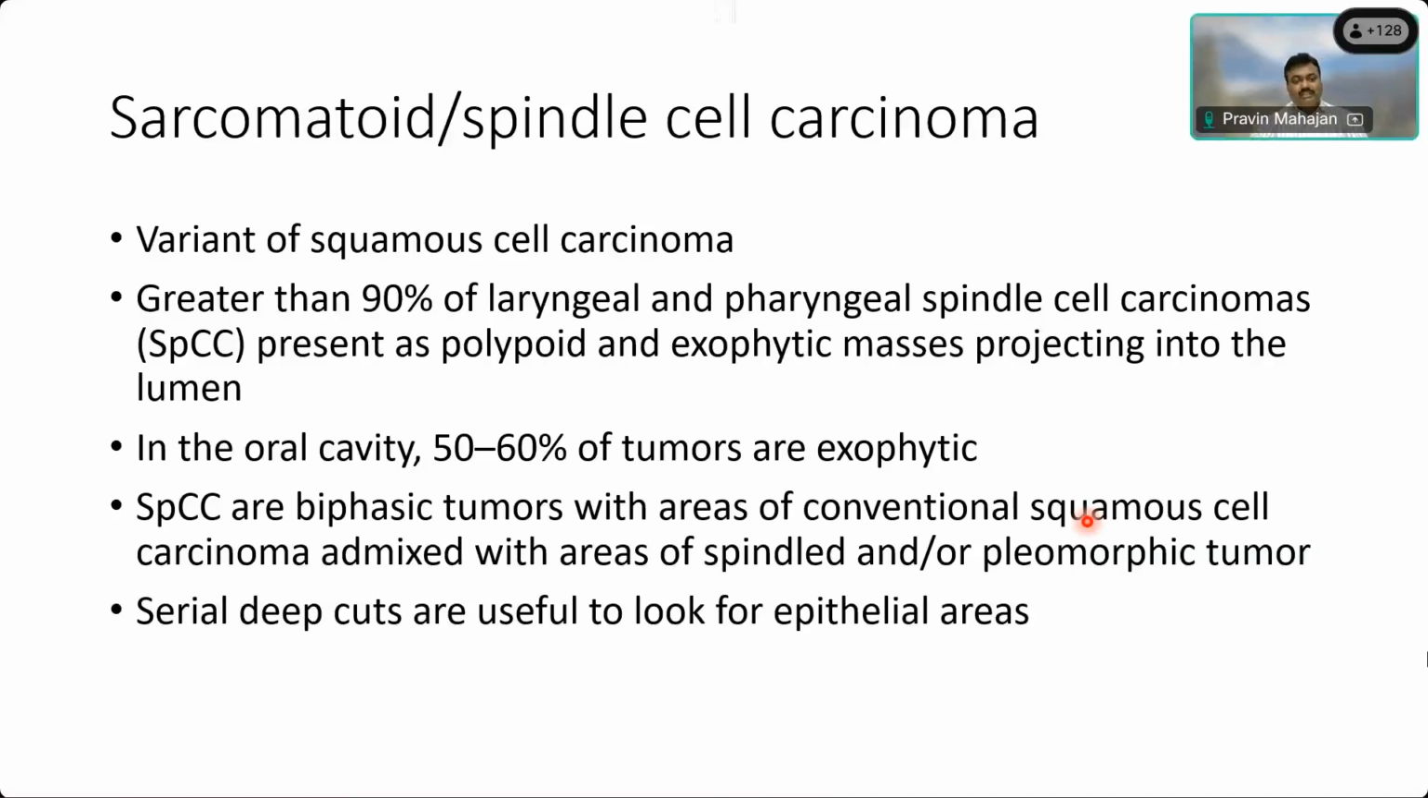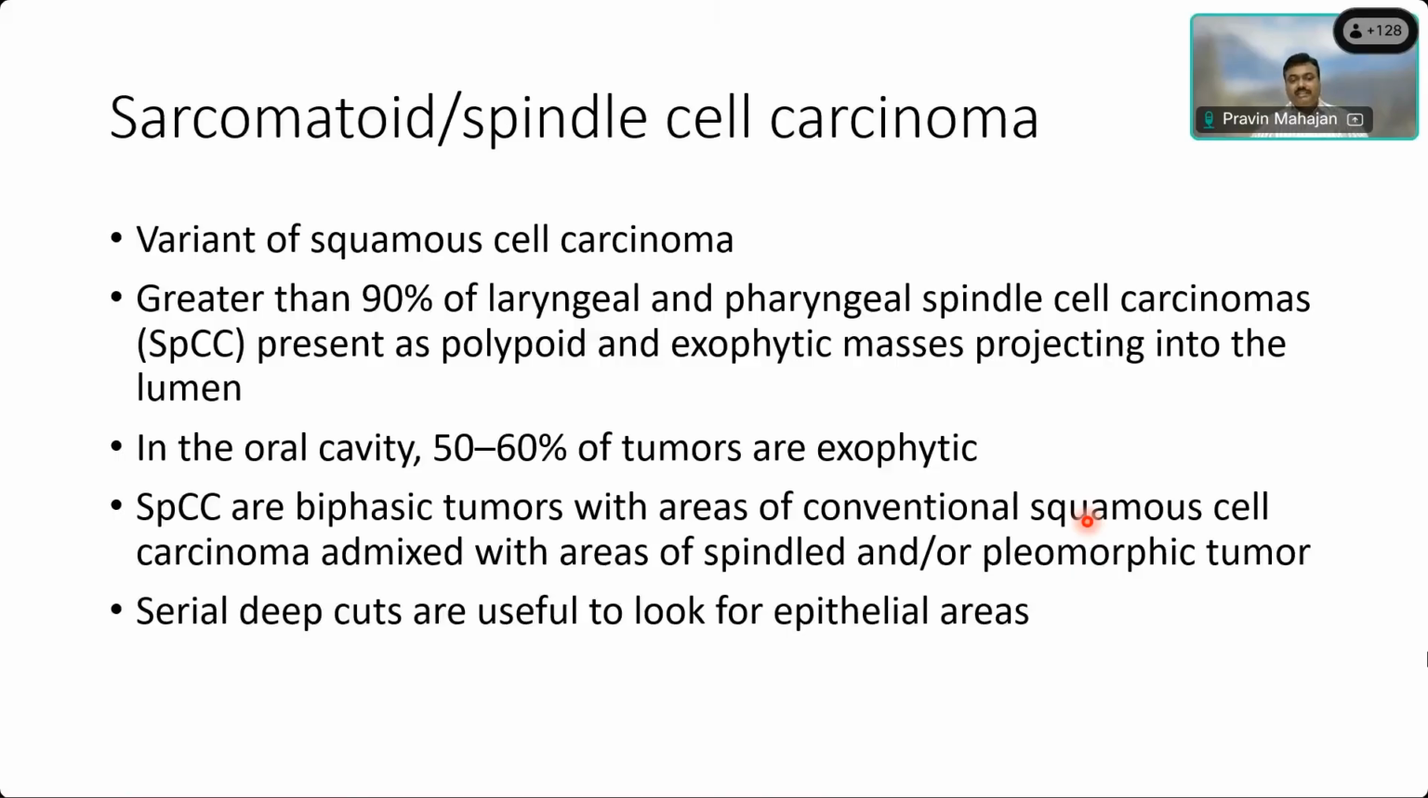And in the oral cavity, if you take the example of the last case I showed you, which was also polypoidal, 50 to 60% of the tumors can be polypoidal or exophytic. And as you know, these are biphasic tumors where you see some areas of conventional squamous cell carcinoma admixed with areas of spindle and pleomorphic tumor, which we have seen in these two examples.